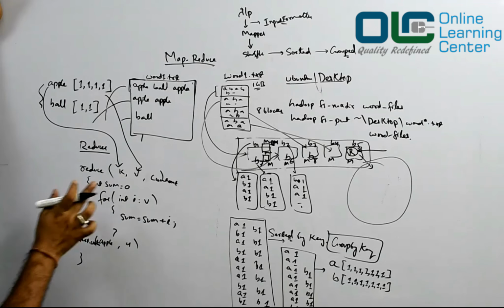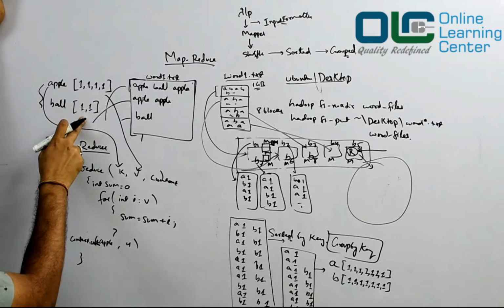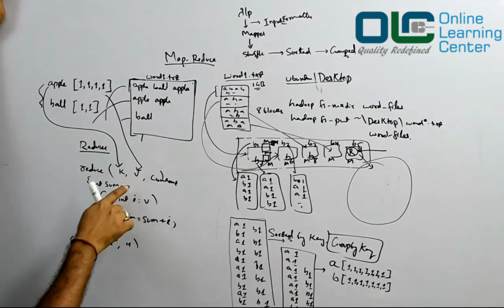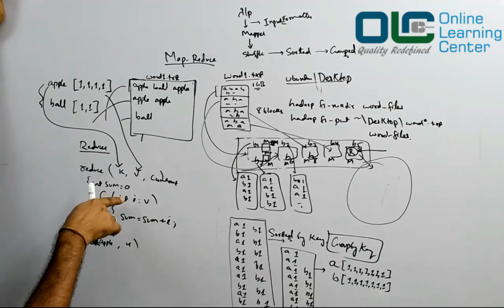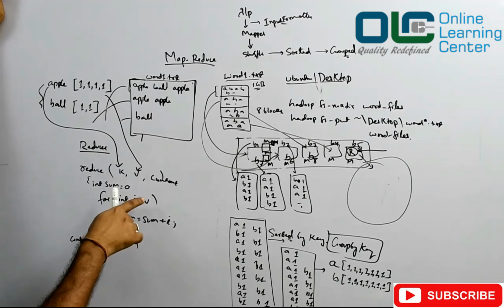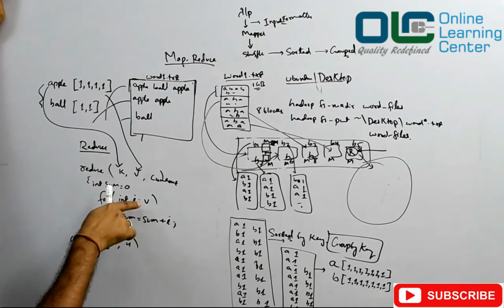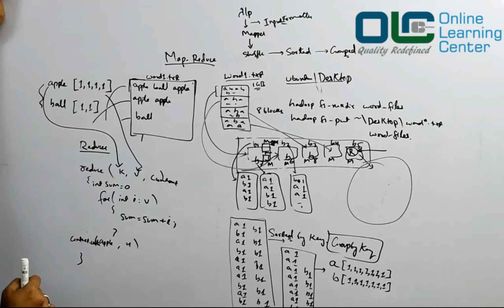Ball, and I have nothing to do with this ball right now. All I care about is this count. So again I'll start iterating v. Sum is again 0, and I'll start iterating. Sorry, the sum value would be 2 at the end of the day, right?